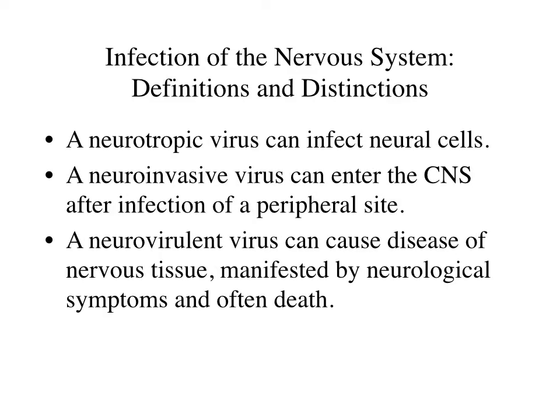So when we're talking about infection of the nervous system, there are three important terms. Neurotropic virus can infect neural cells. Neuroinvasive virus can enter the central nervous system after infection at a peripheral site. And a neurovirulent virus can cause disease of nervous tissue manifested by neurological symptoms and often death.